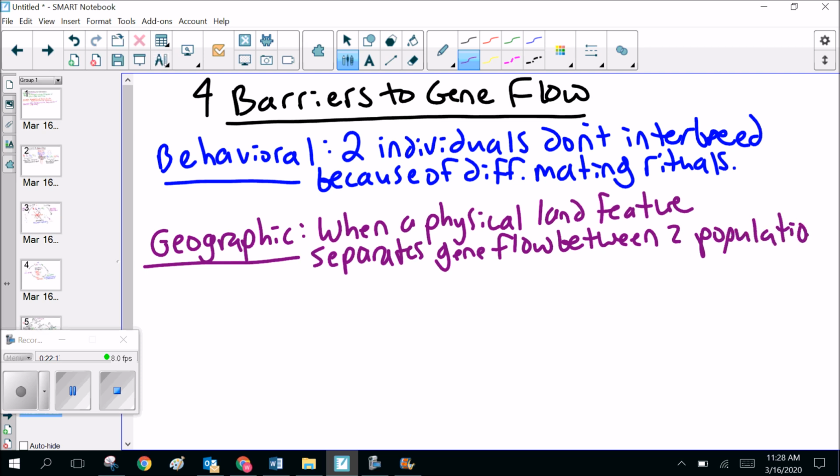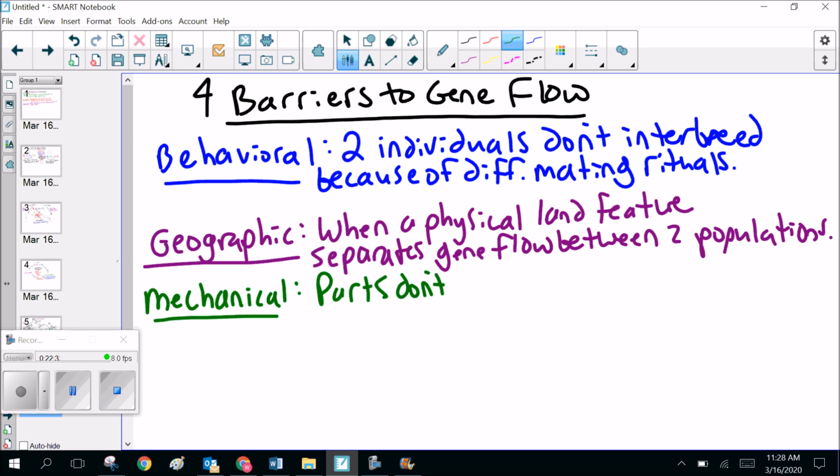Okay, so just like that original example that we came up with, the third way is mechanical. The parts don't fit, okay? So, like, if a cow and a grasshopper really like each other, it doesn't really matter how hard they try. They're never going to be able to make kids because their parts just don't go together, okay? So the parts don't fit in mechanical, and that's about as much detail as I want to get into that. I think you know what I mean.